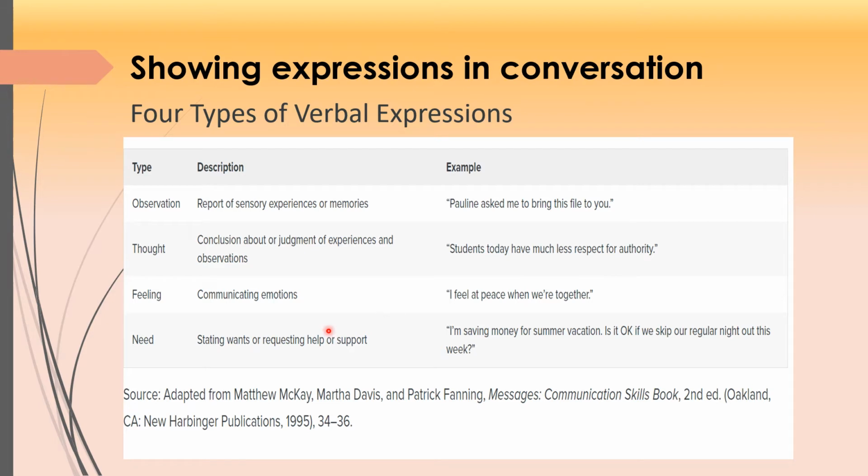So we can see four types of verbal expressions. First one is observations. Whenever we observe something, we bring that observation to our conversation. For example, Pauline asked me to bring this file to you. That means it was an incident before this conversation, and you are carrying your observation and a report of sensory experiences or memories into a conversation. So you are showing one kind of expression here in the conversation.